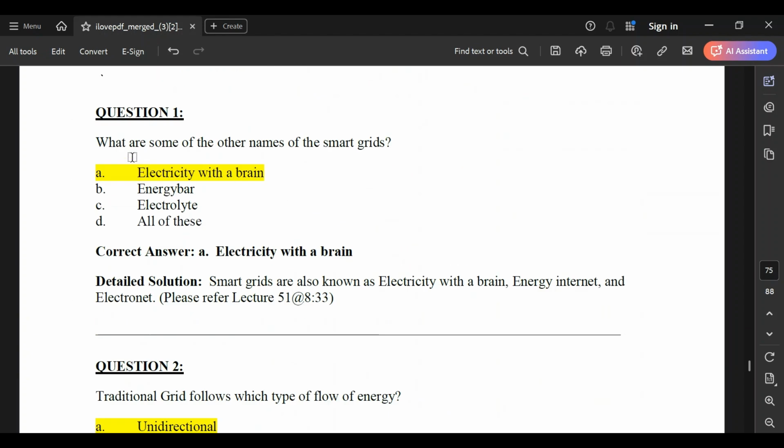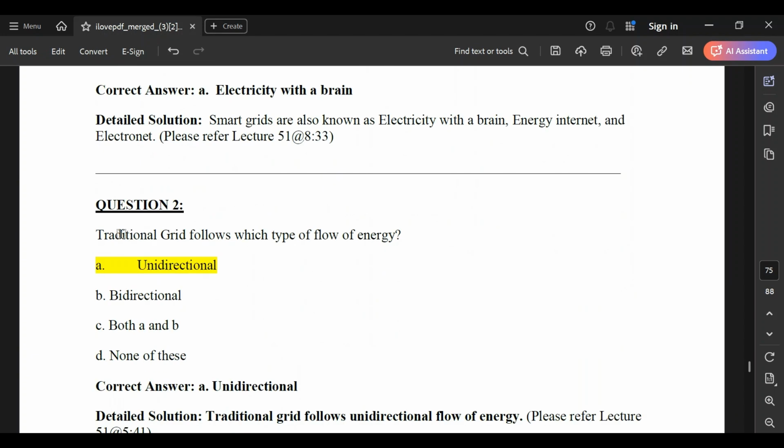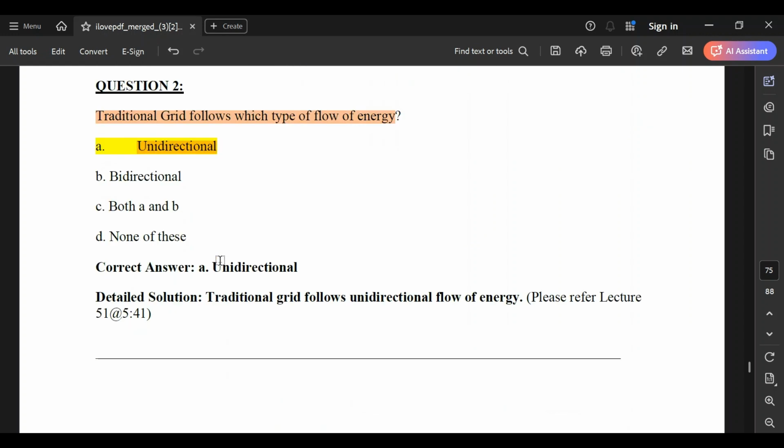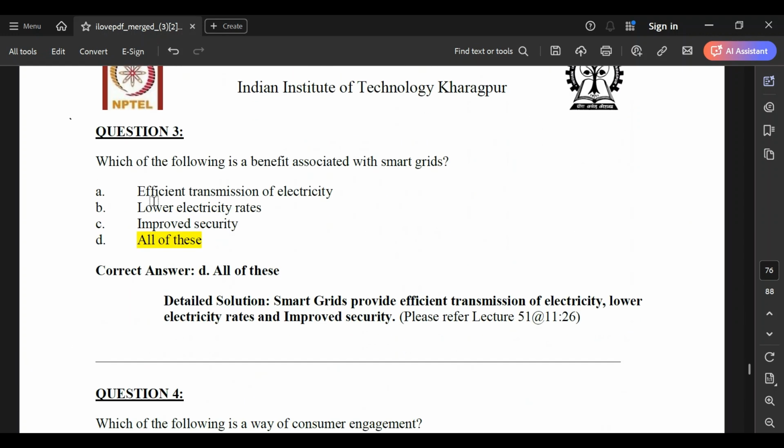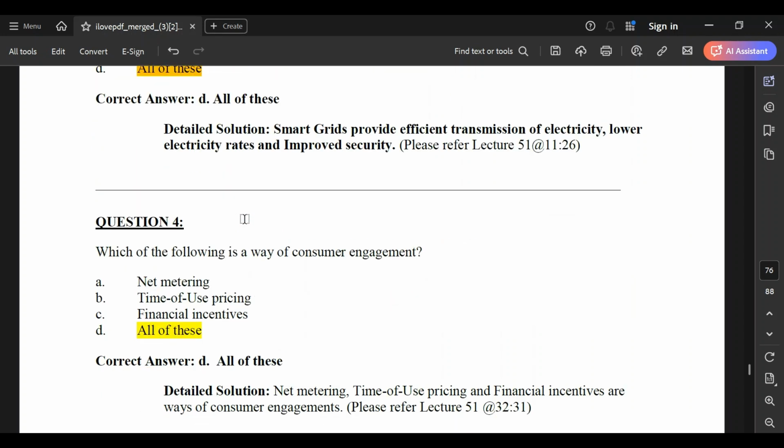Moving to the 11th one, what are some of the names of the smart grids? Electricity with a brain. And the traditional grid flows which type of flow of energy? It is unidirectional, meaning it is flowing only in one direction. Moving to the next question, which of the following is the benefit associated with smart grids? All of these. Efficient transmission, lower electricity rates, improved security. All of the options are correct.